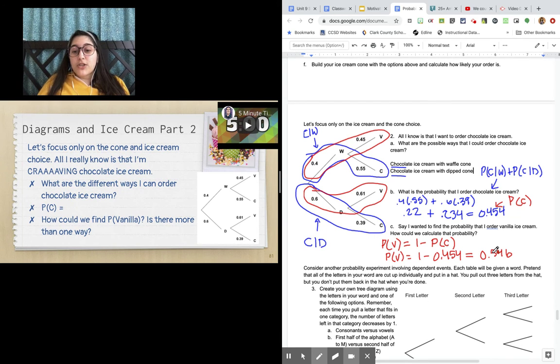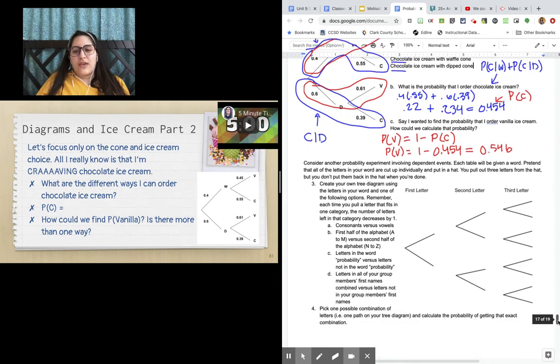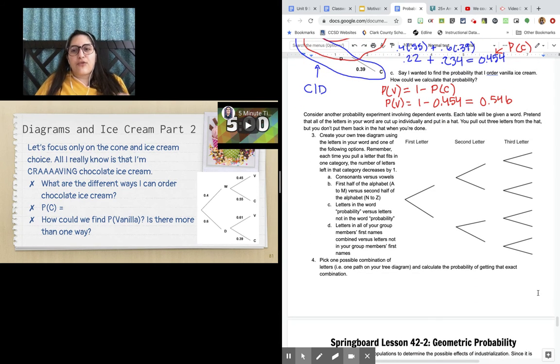If you want to try number 3 on there, you can. One thing that I will point out to you about number 3, typically I would go around the classroom and give every table a different, really long word, and you would have to pretend that you cut all of the letters in the word up and threw them into a hat, and then tried to figure out what your choices would be if you drew letters out of the hat.